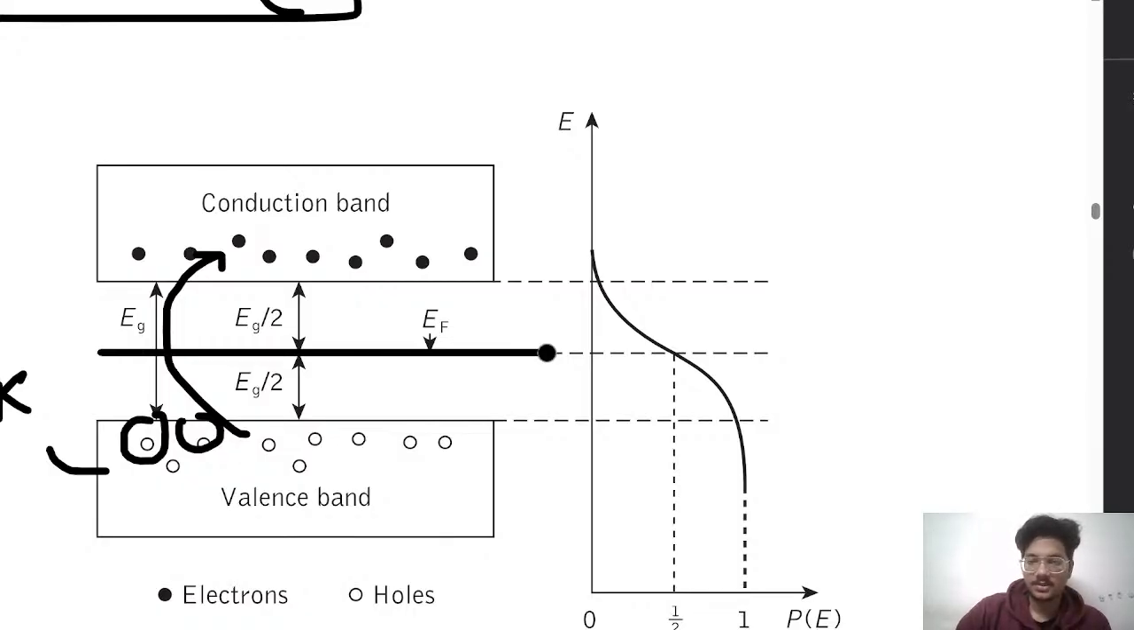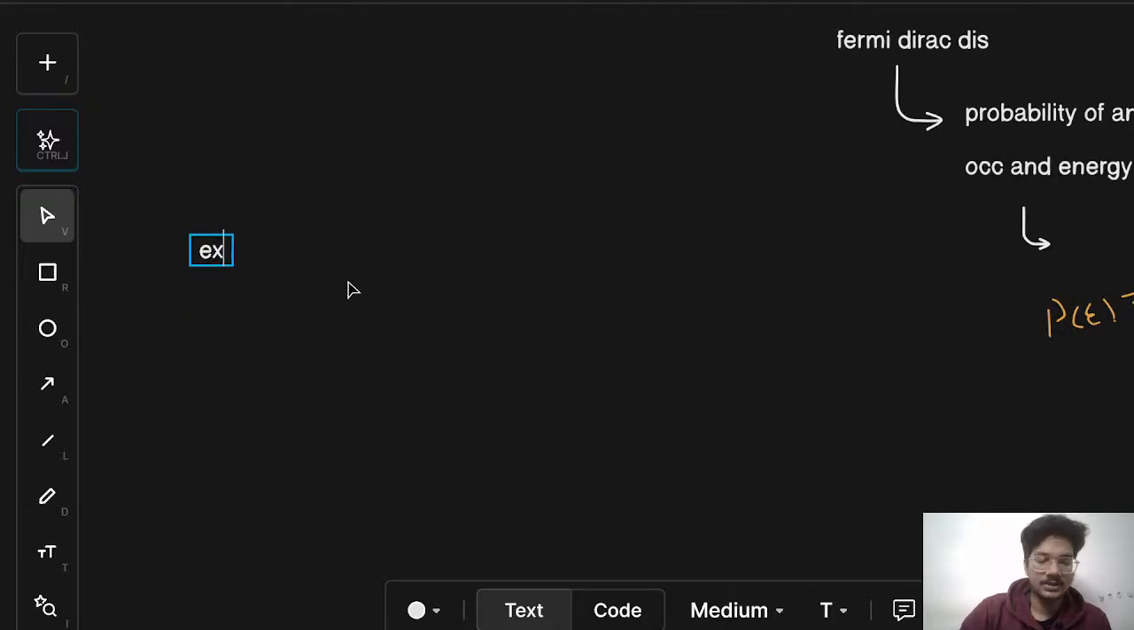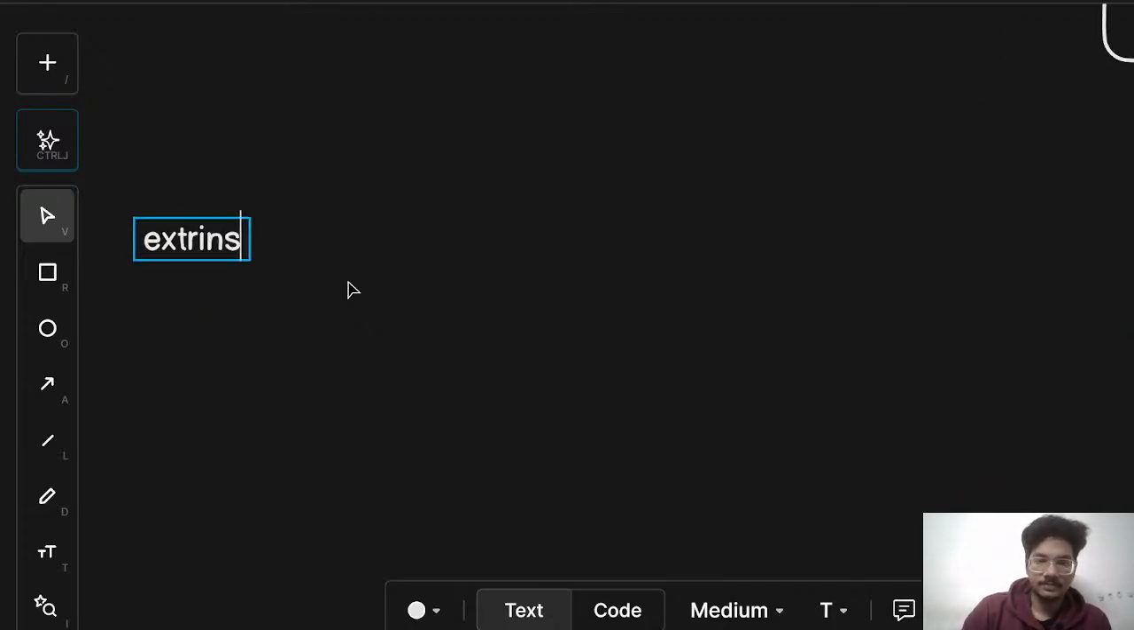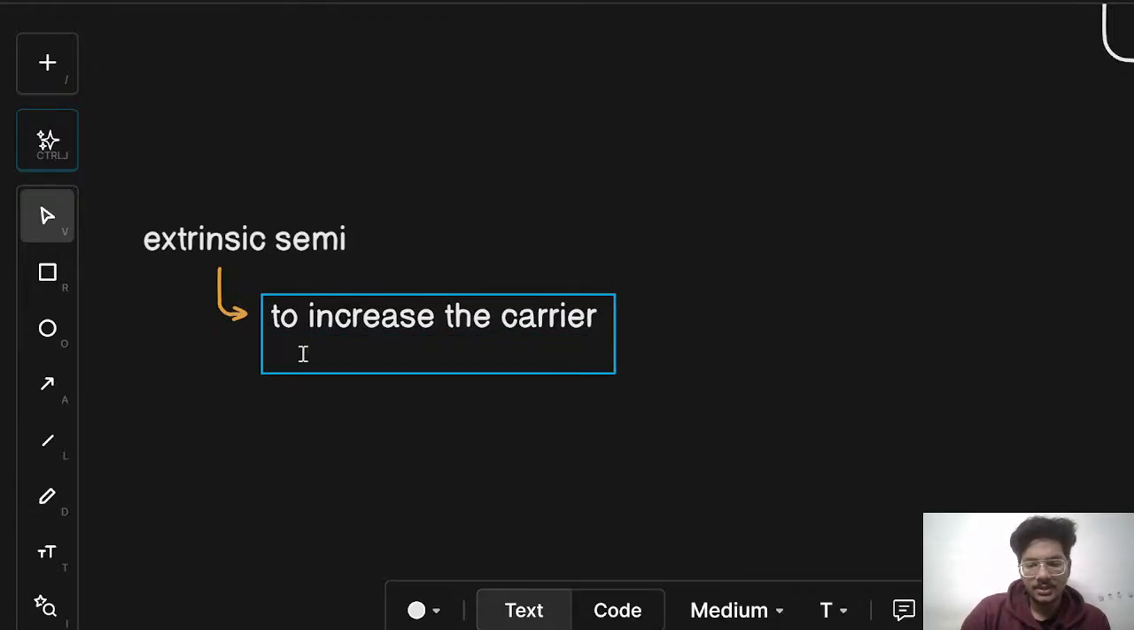Now for the extrinsic semiconductor. To increase the carriers in an intrinsic semiconductor, impurities or dopants are added, making it n-type or p-type.